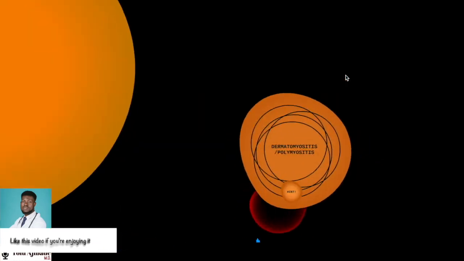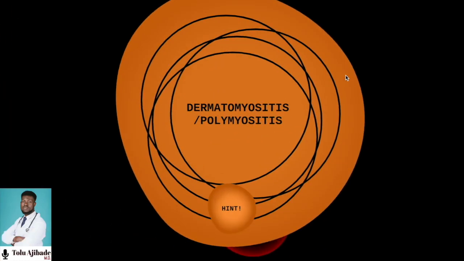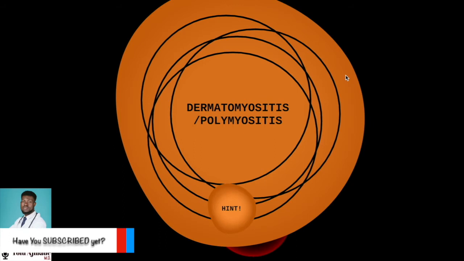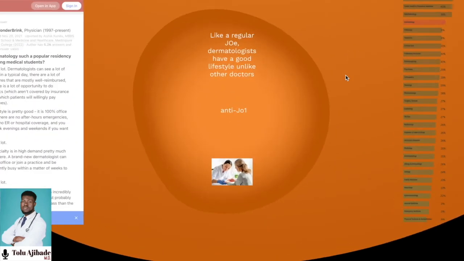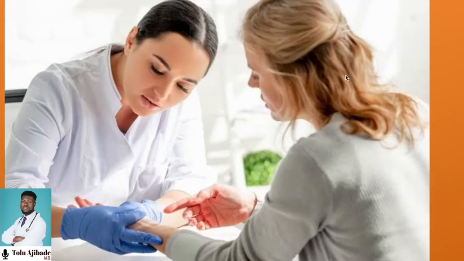Now, moving on to dermatomyositis or polymyositis. The hint here is that the markers, the antibodies, are both the same. So, what picture do you see here?